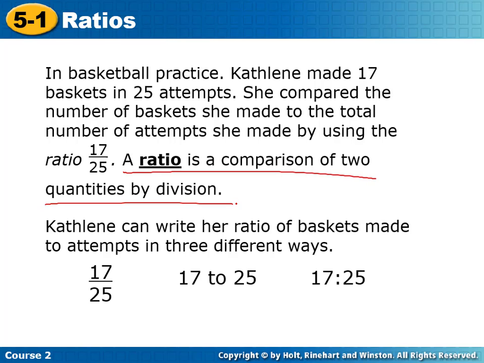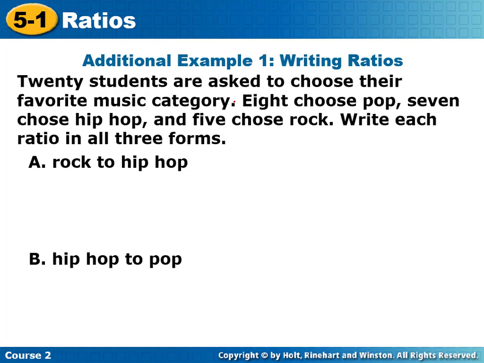A true fraction is going to be a part over total relationship. So in this problem, she made 17 baskets out of 25 total attempts. So this is a true fraction. But a ratio doesn't have to be a true fraction. It's just a comparison of two quantities, and it doesn't have to be a part to total relationship. So let's see if we can actually do one of those real quick.